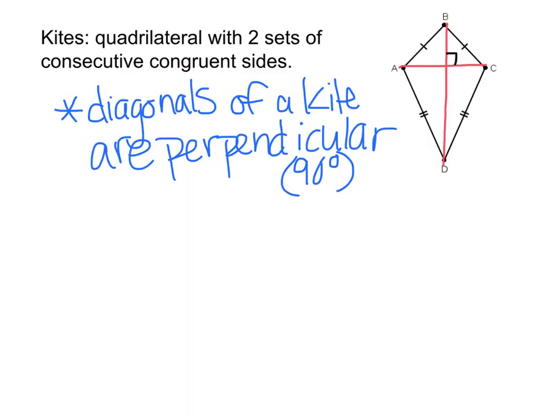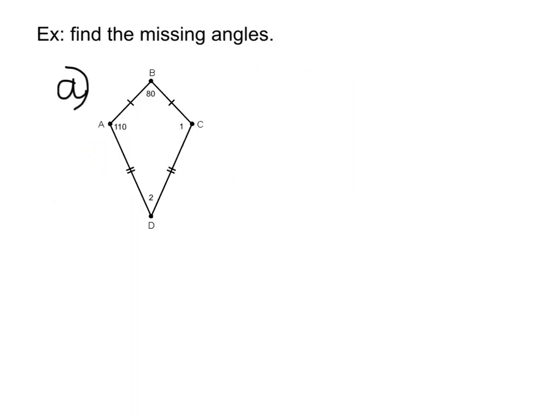Okay, so I lied. We have actually two pieces of information. The first piece was the diagonals. The second piece is that these two angles right here on a kite, angle A and angle C, are always congruent if it is a true kite. So A and C, remember, those angle measures are congruent. Now that we've added some definitions about kites, let's take a look at a few examples. To find the missing angles, we have to use our definitions of kites.